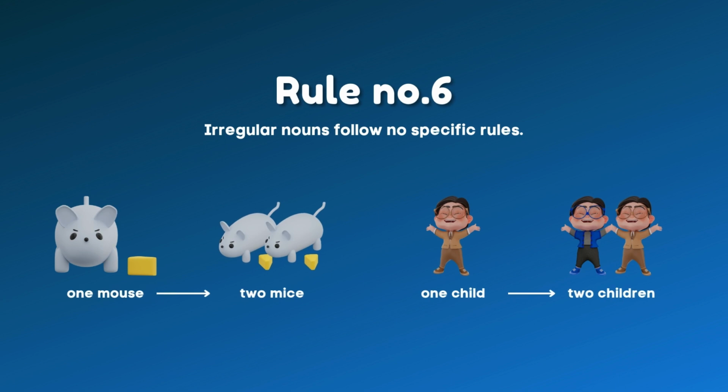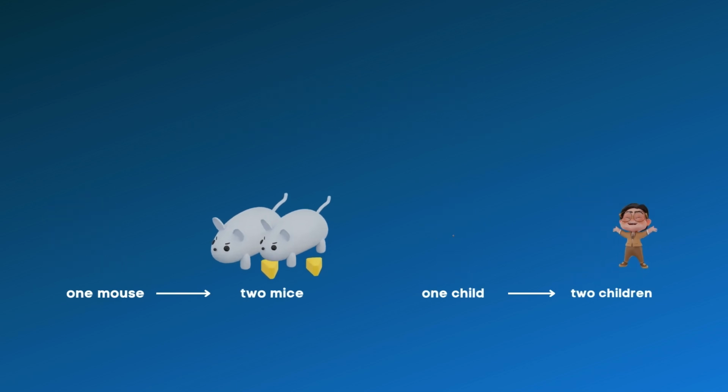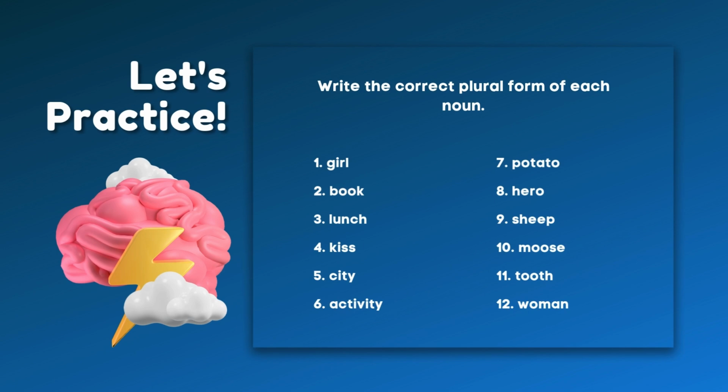Rule 6. Some nouns are irregular. They change form entirely in the plural, like mouse to mice and child to children. There is no shortcut here, you just have to memorize them. Now it's your turn. Here are a few nouns. Write their plural forms in the comments below.